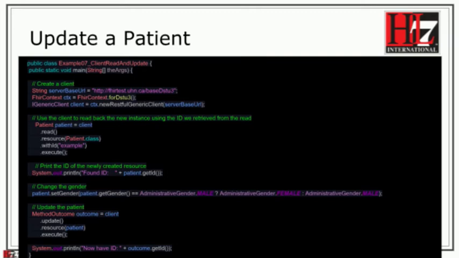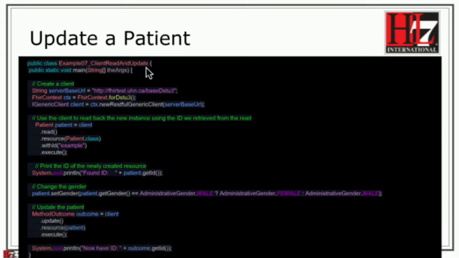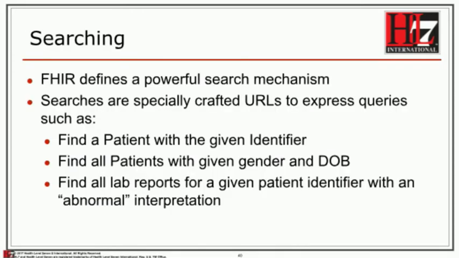Updates work much the same way. I won't go through all the details here, but effectively, I'm reading a patient from the server. I'm flipping its gender just to give a simple example of a change. And then I'm calling update, and you will see this exact same example sitting up on the slides if you grab the link at the start. The other thing I will mention if you're going through the slides is that all of these examples have weird class names, like Example07_ClientReadAndUpdate. The reason for that is that they're all up on the GitHub that was at the start of the slides. So if you want to go through and run this example, you can find this exact class up on GitHub as well.